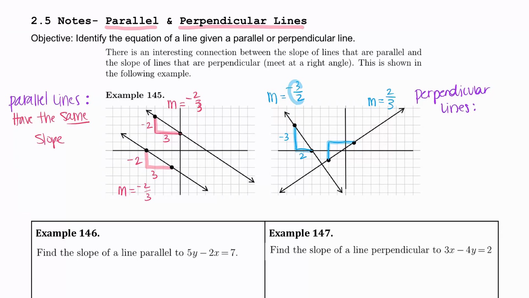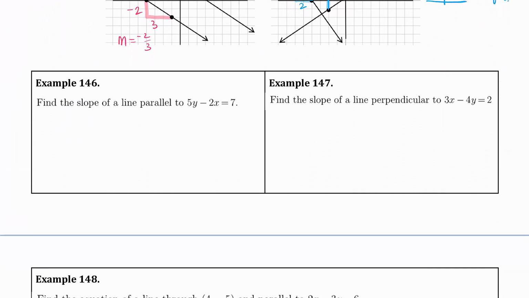Okay, so if we compare those, we have negative 3/2, positive 2/3. Those are called opposite reciprocals. They are opposite signs. One is positive and one is negative, and they are reciprocal fractions. They are flipped fractions. So perpendicular lines have opposite reciprocal slopes. They're opposite signs and they're flipped fractions. So knowing that information about these kind of lines, we can use that to answer some questions.